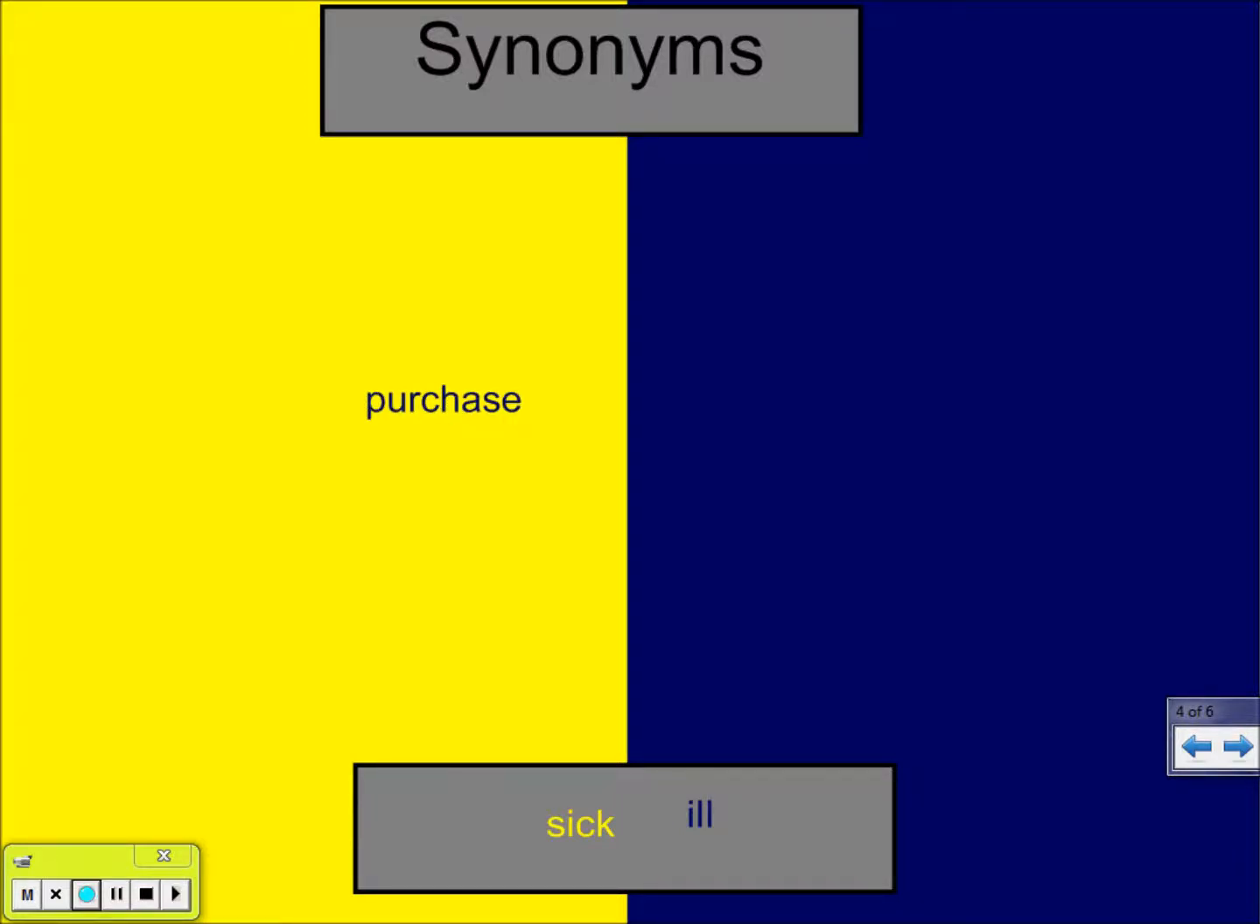Well, what I did is, first of all, I picked 2 words that are synonyms. So I have here sick, and I have the word ill. And I changed the font color of one to match this side, and I changed the other one's font color to match this side. And then I'm going to group those together.